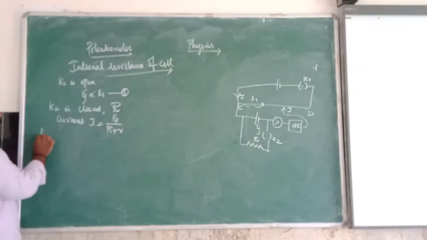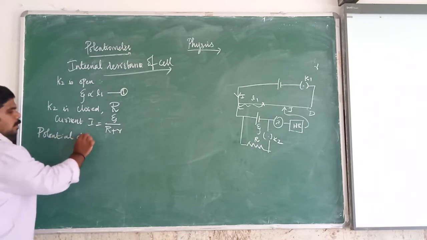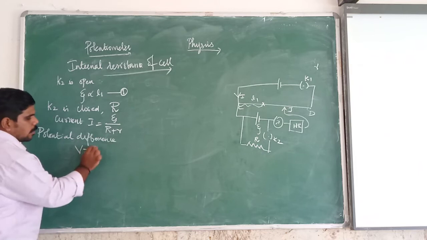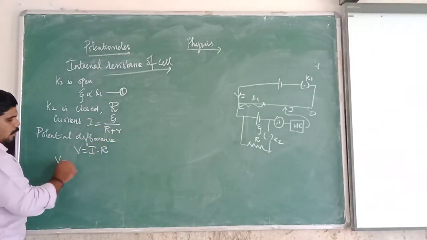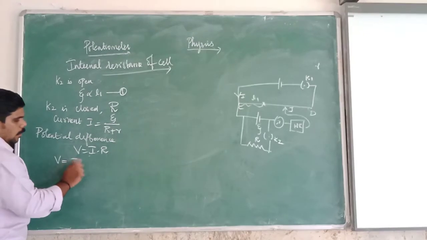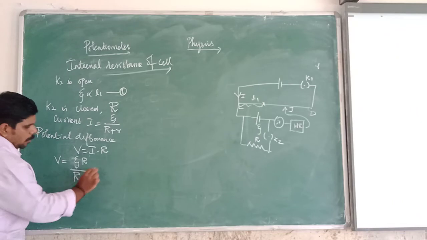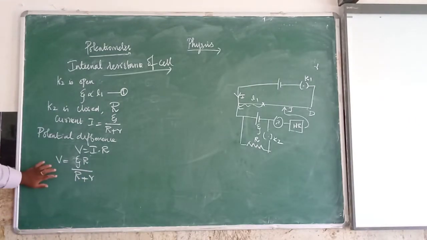So the potential difference across the resistance, V, is equal to I into R. Substitute the value of I, and what we get is V is equal to psi into R divided by R plus r. So this potential difference will be directly proportional to the balancing length.